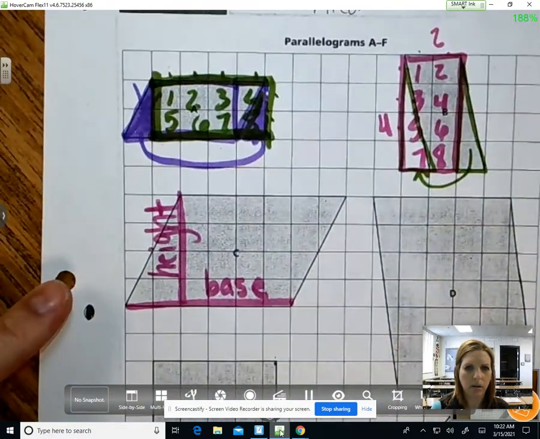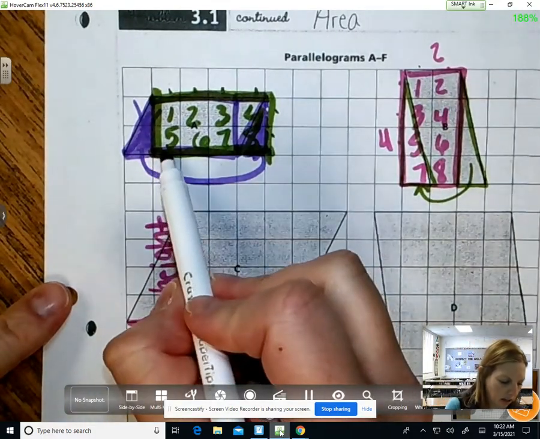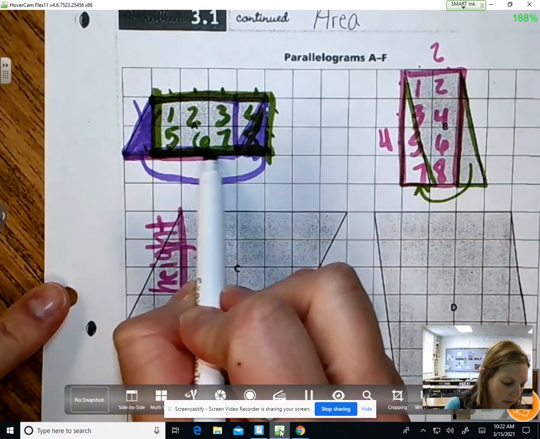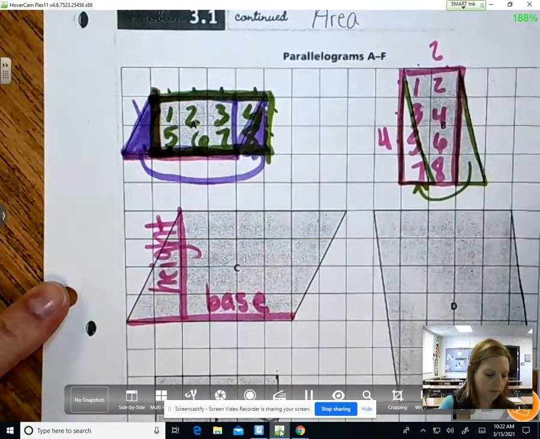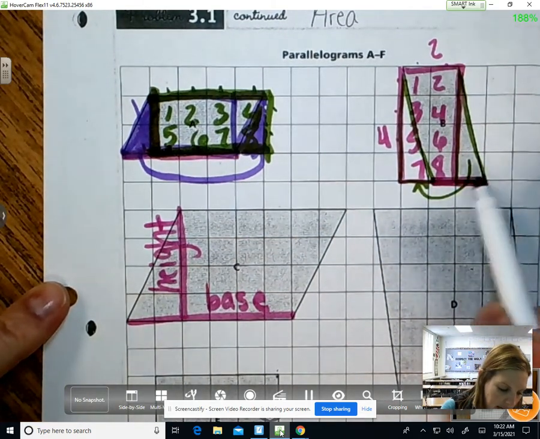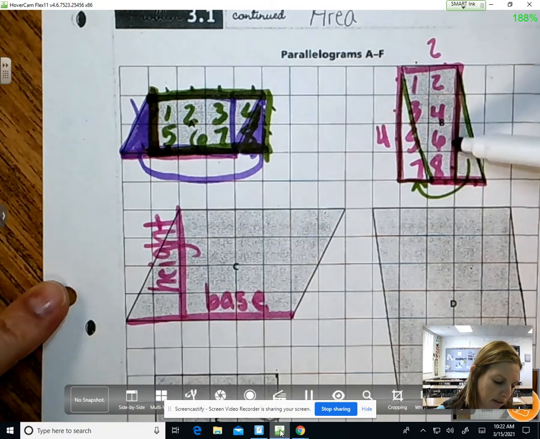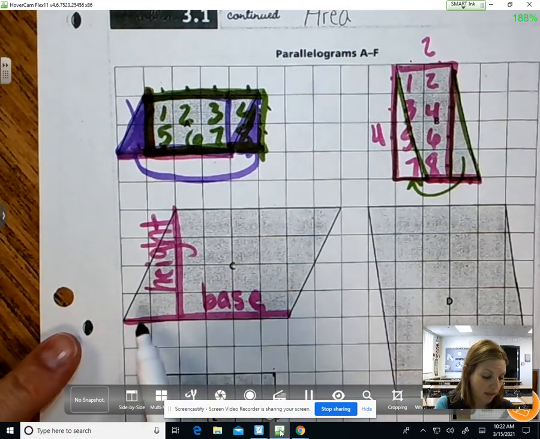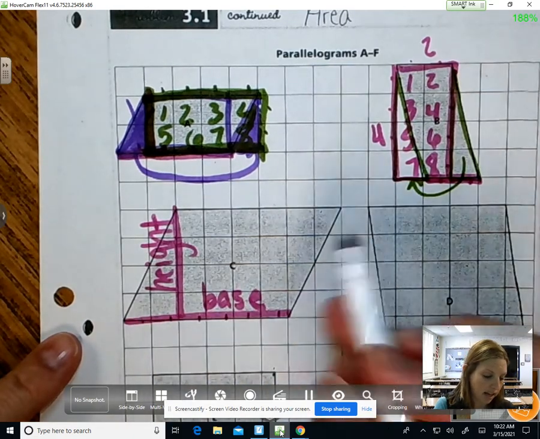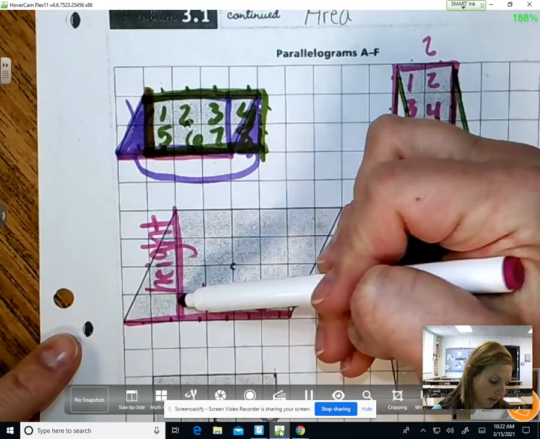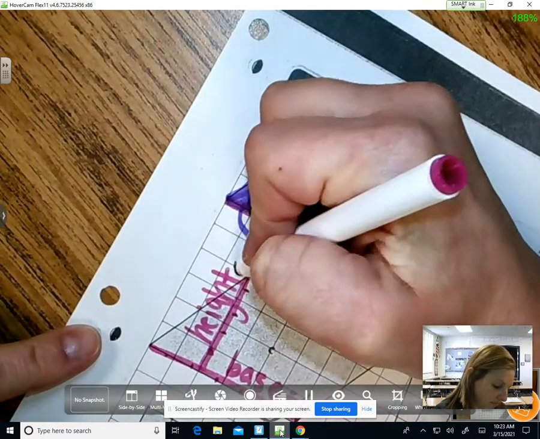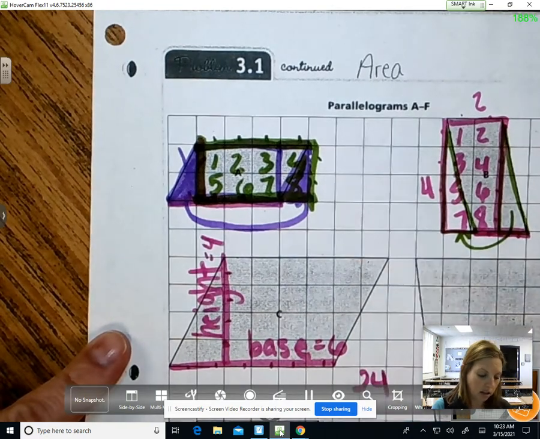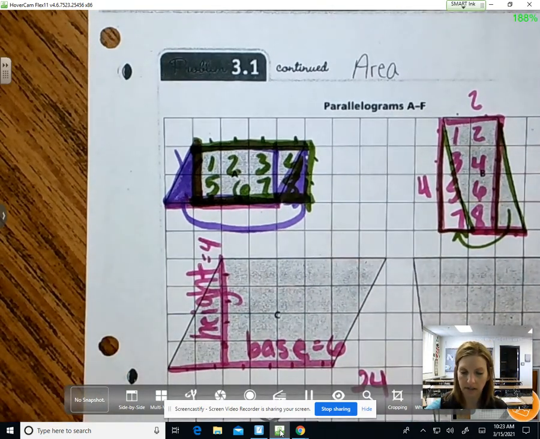Okay, so if I go back and look at this here, I multiplied 1, 2, 3, 4, the base, times the height, 2, and I still get 8. Here, the base, 1, 2, times the height, 1, 2, 3, 4. I still get 8. So I said, well, let's try it with this one. 1, 2, 3, 4, 5, 6 times the height, 1, 2, 3, 4. I would get 24.